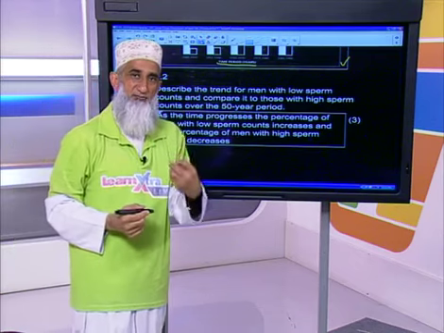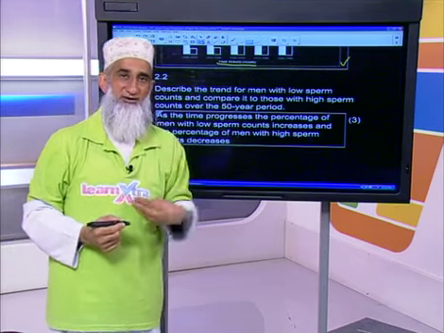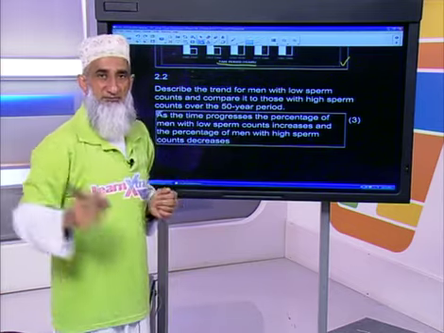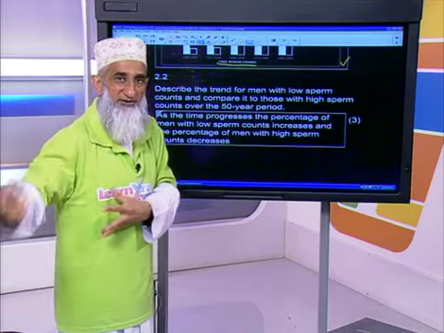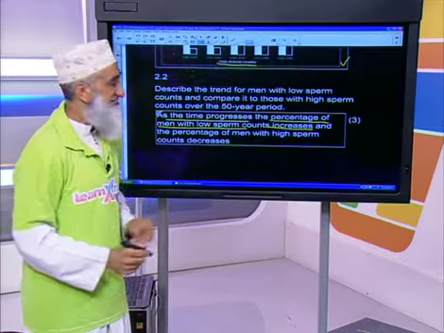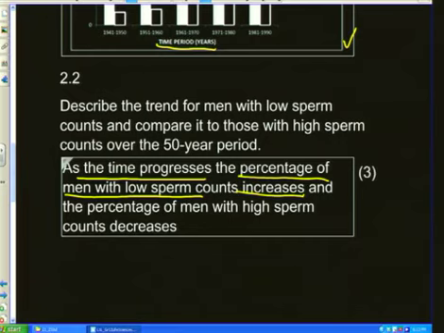And generally when you're describing a trend, you must start with the independent variable. You can't say as the percentage of men increases, so too does the time. Doesn't make sense because the number of men is not affecting time. Time is affecting men. Okay? So as the time progresses, the percentage of men with low sperm counts increases. It doesn't say that the sperm count decreases. That's not what it's saying. It's saying that the percentage of men that have low sperm counts, it increases. And the percentage of men with high sperm counts decreases.